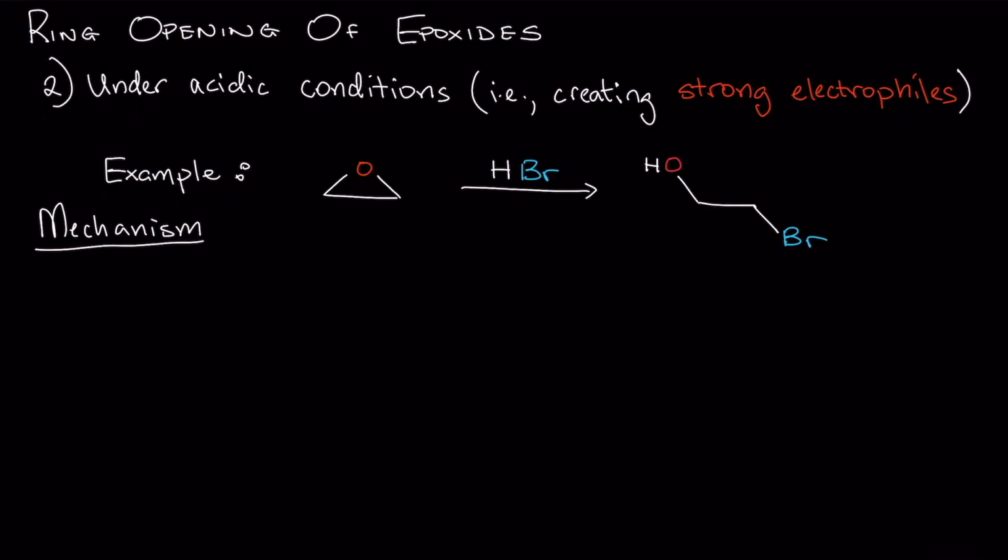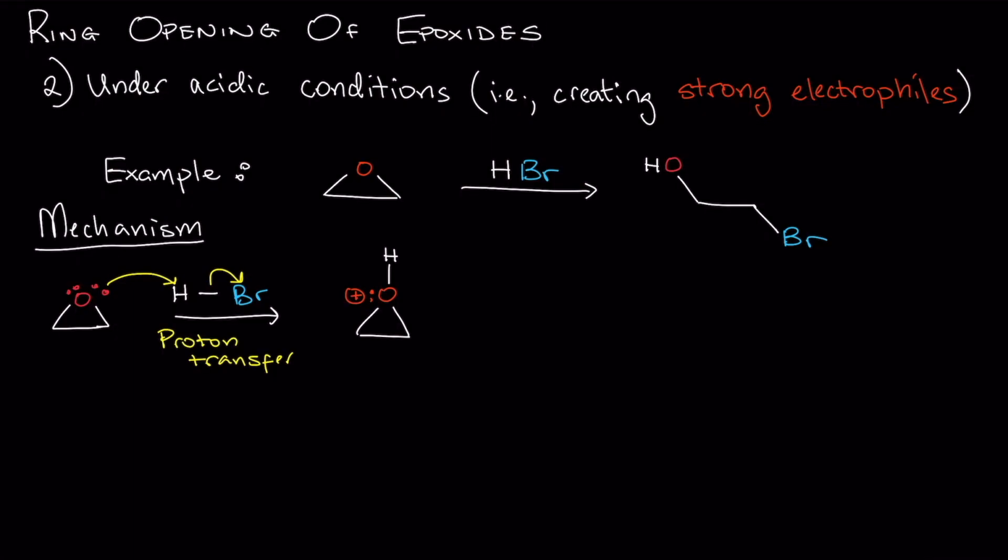Well, we've sort of seen this before. When your epoxide is under acidic conditions, just like other oxygen-based nucleophiles, you would expect that the oxygen is going to get protonated by a strong acid in your proton transfer step to form this highly activated epoxide. So this would be your epoxide now with a positively charged leaving group on it.